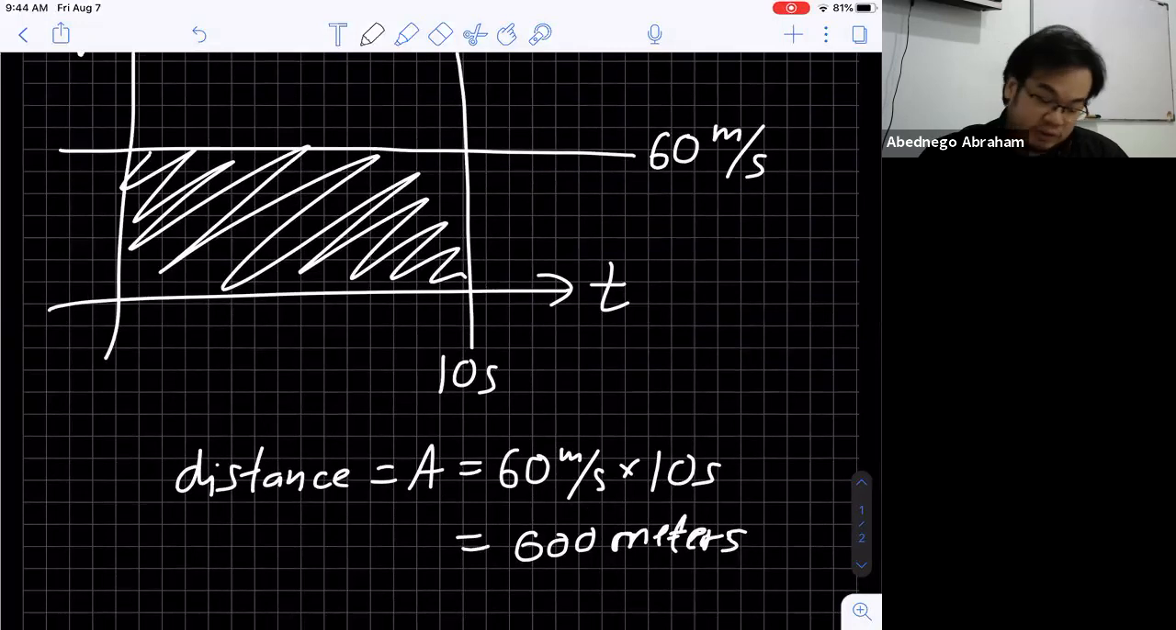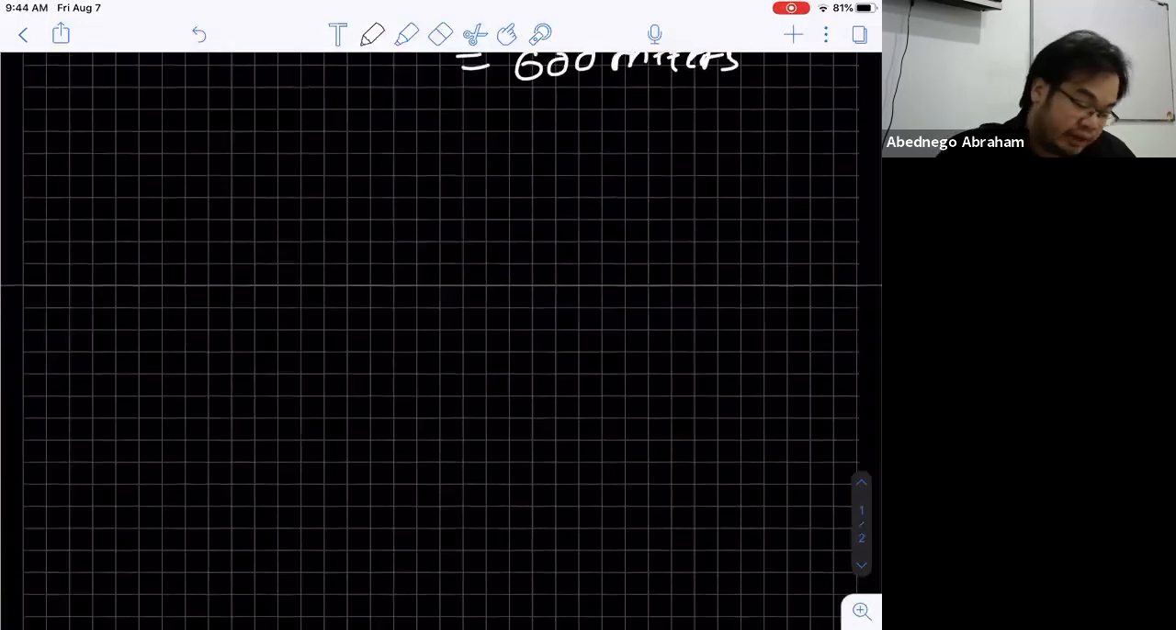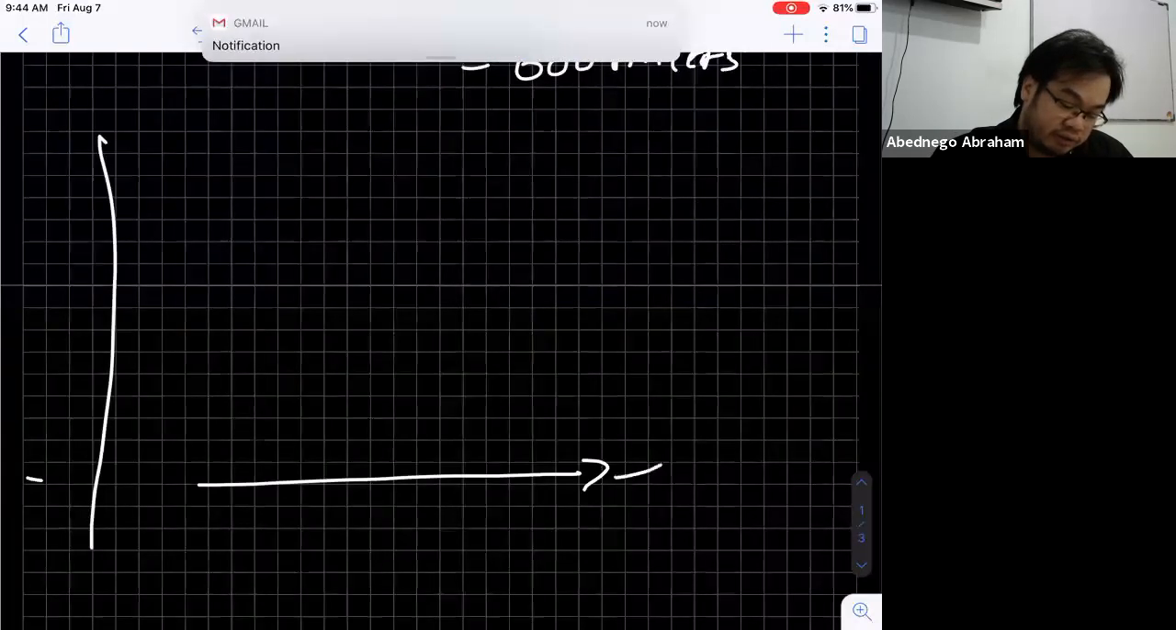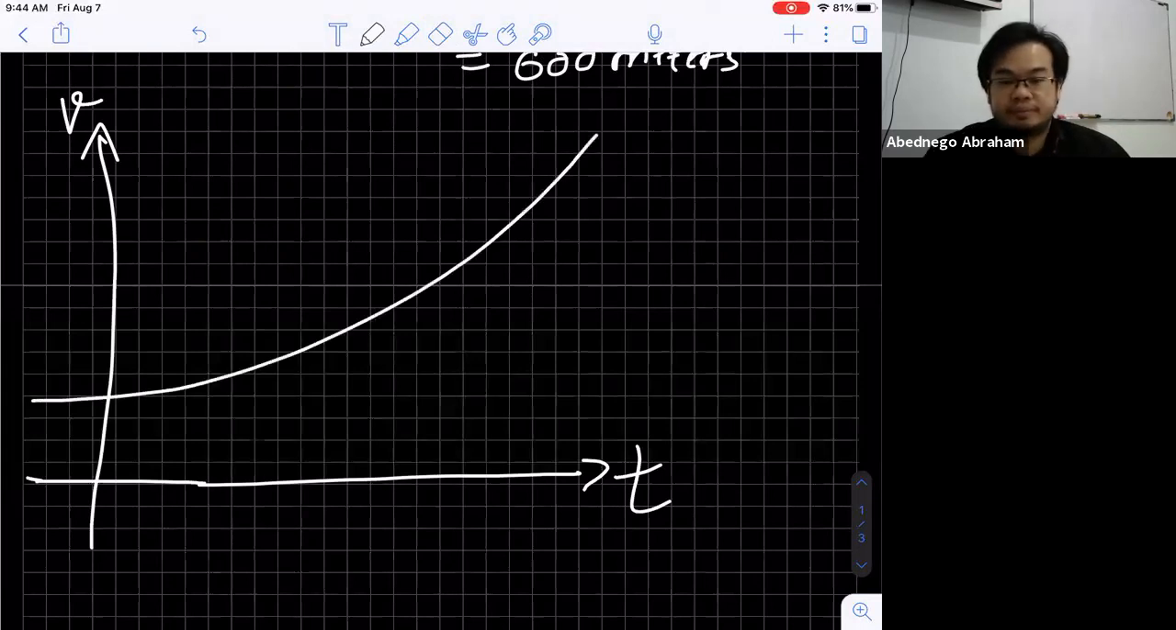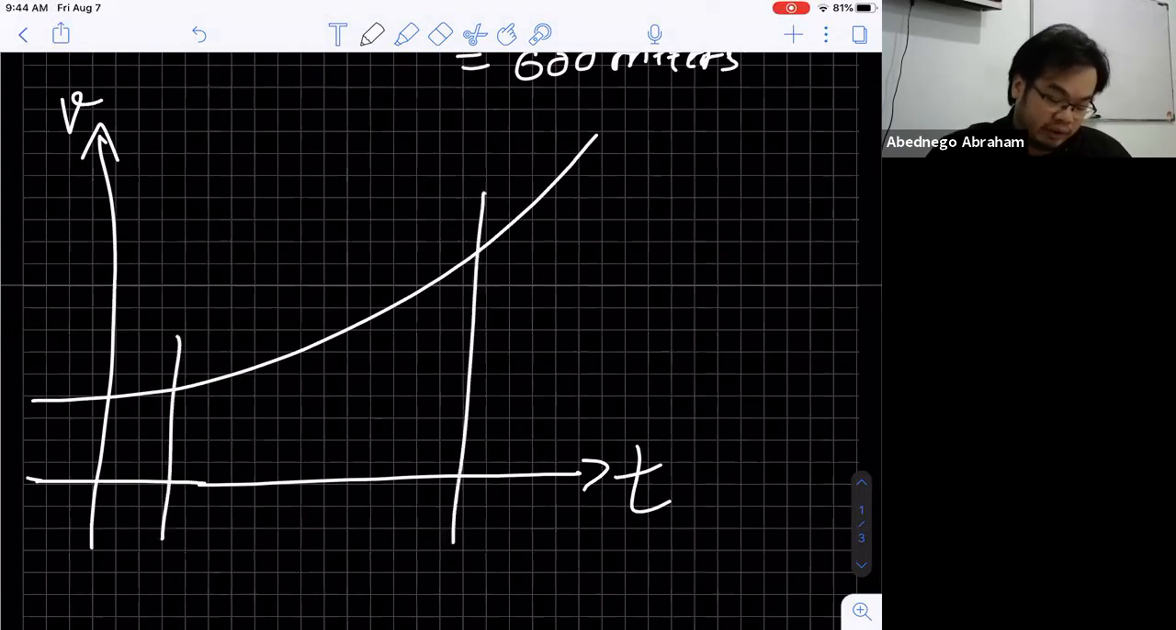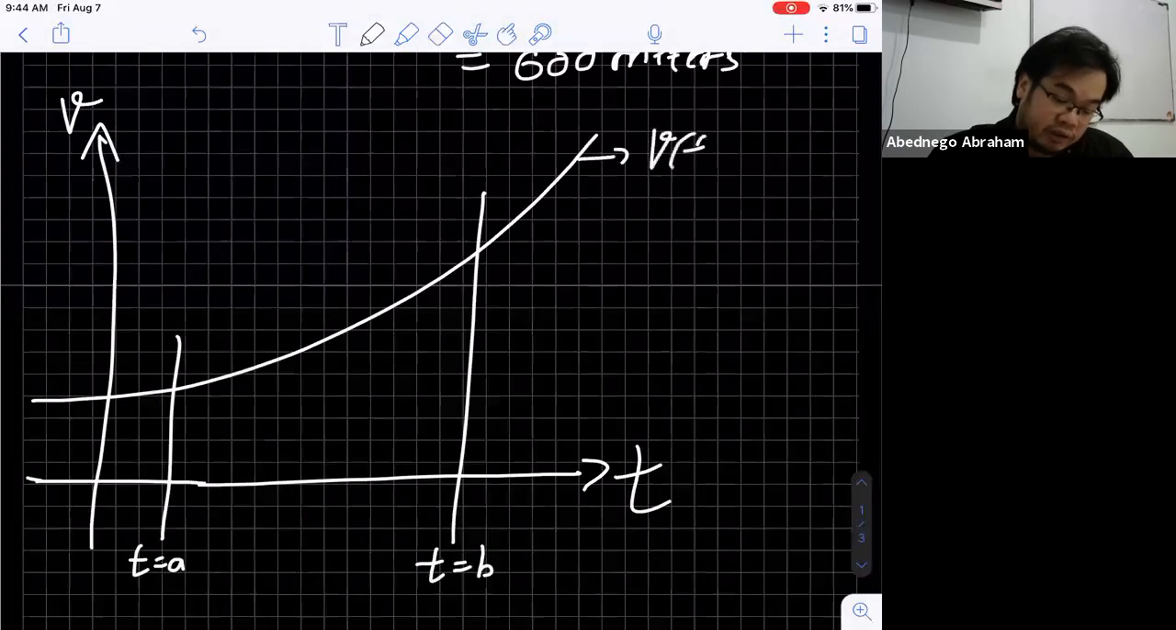Now the problem is, what if the object is not moving at a constant rate? Let's say the object is moving, for example, exponentially, like that. Now, how do we find the distance that has been travelled from the starting point to the ending point? Let's say this is t equals a to t equals b, and this is f of t. So the velocity is a function of time, which is an exponential.